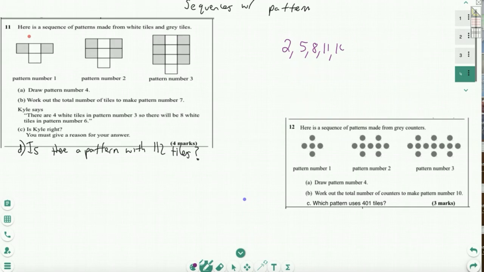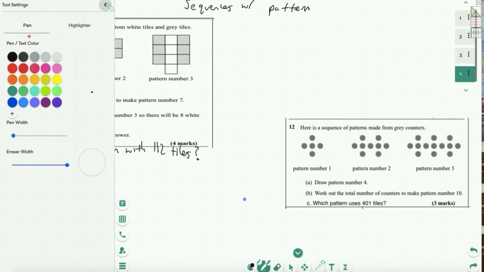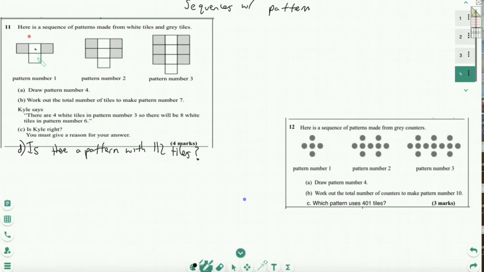So now there's just some kind of pictures. Here's a sequence of patterns made from white and gray tiles. Pattern 1, pattern 2, and pattern 3, pattern 4. Draw pattern number 4. Well, this one just seems pretty obvious, guys. Just look for the pattern here. There's 2 white tiles, 3 white tiles, 4 white tiles. There'll be 5 white tiles in pattern 4. There's 1 black tile, 2 black tiles, 3 black tiles. There'll be 4 black tiles on either side here. So easy marks. Just draw it out like that.